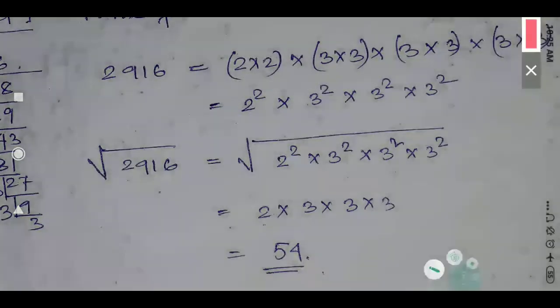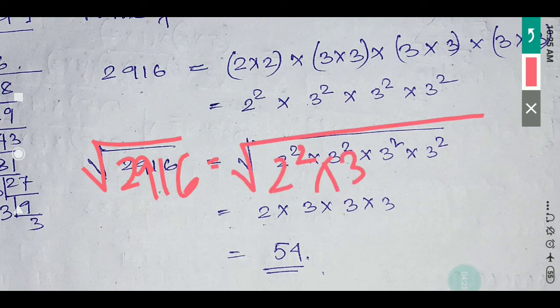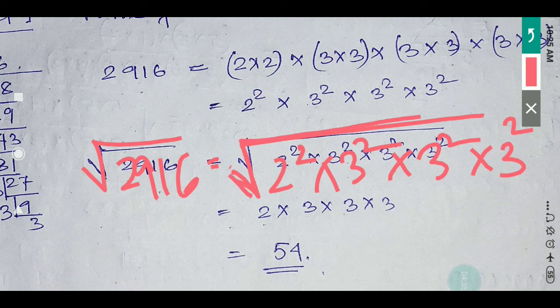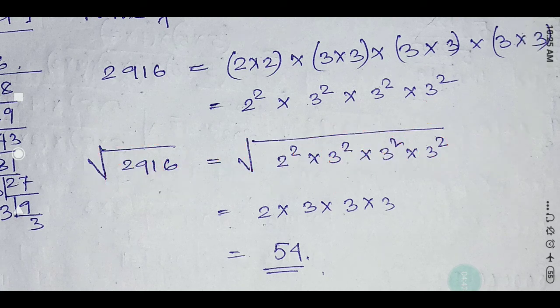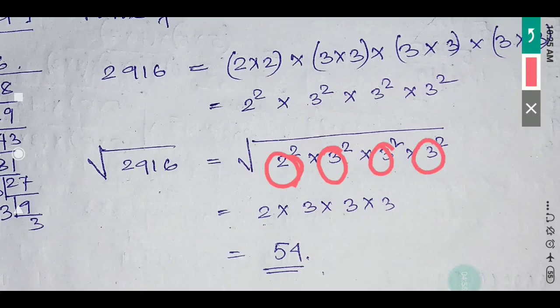Now we need to find the square root. So the square root of 2916 is also the square root of 2 square, 3 square, 3 square, 3 square. In all the terms square is there, and outside the bracket the whole square root is there. That means all the squares get cancelled with this root. What will be remaining? Only the base numbers: 2, 3, 3, 3.